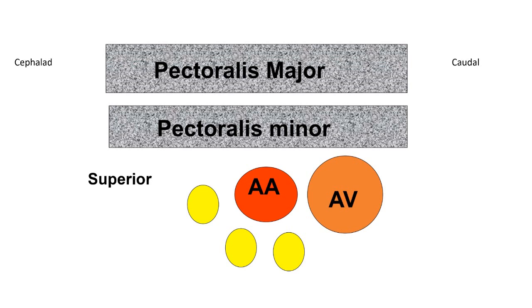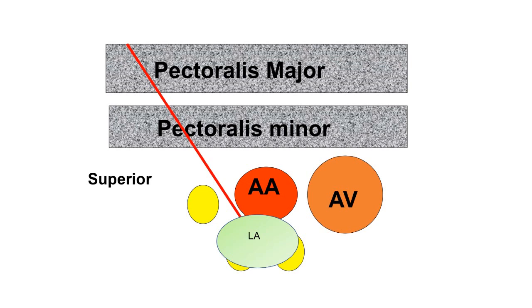Needle is introduced in plane, and I'm hoping to position the tip of my needle posterior to the axillary artery and deposit local anesthetic posterior to the axillary artery to produce a double bubble effect. So the first bubble is the artery and the second bubble is the local anesthetic.